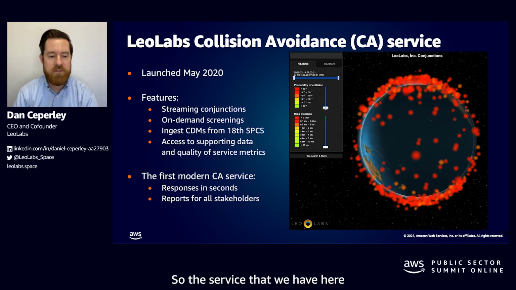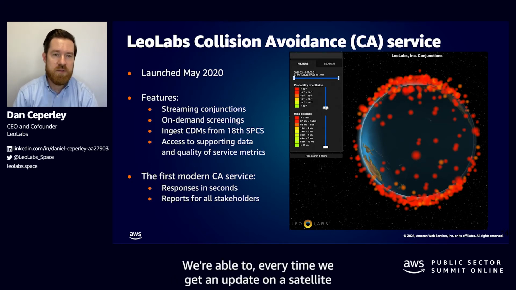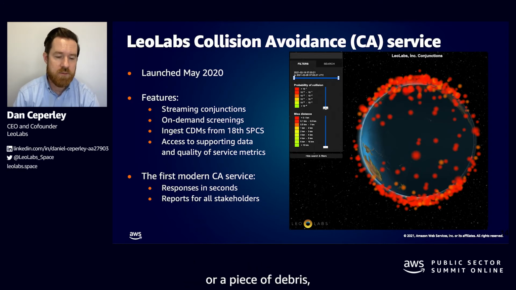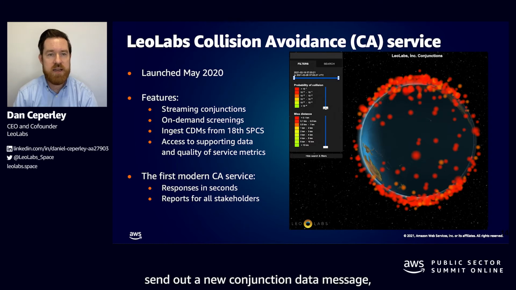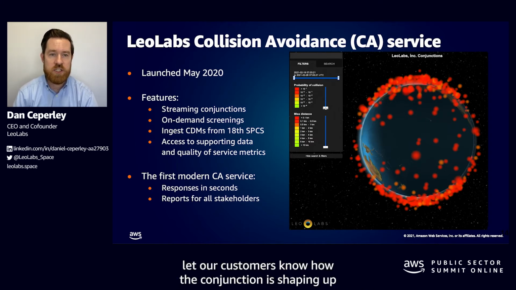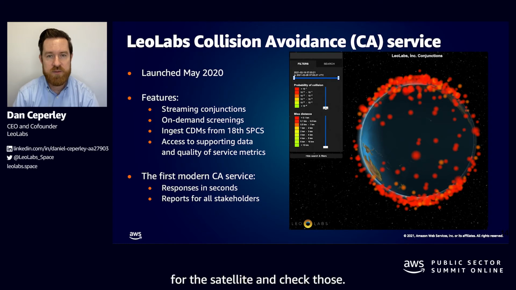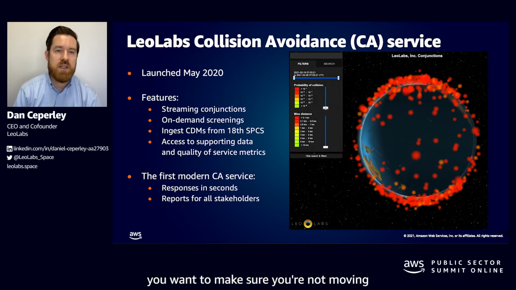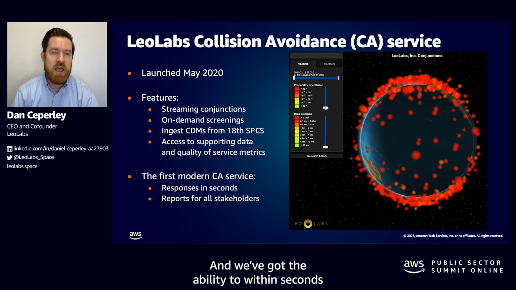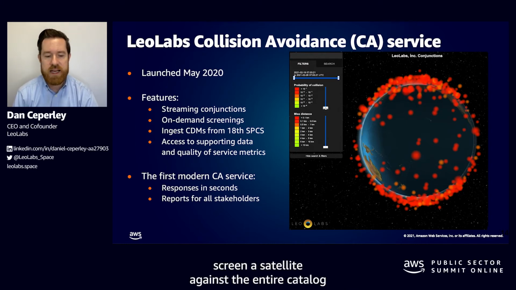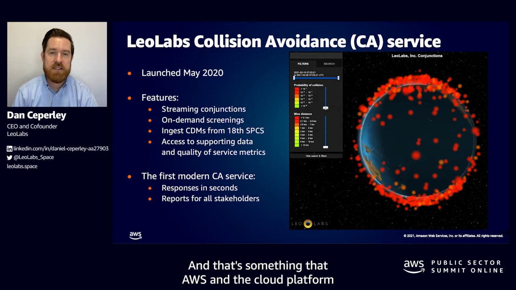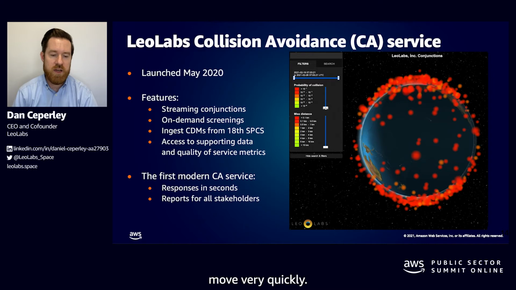So the service that we have here has a number of features to it. We're able to, every time we get an update on a satellite or a piece of debris, send out a new conjunction data message, let our customers know how the conjunction is shaping up and whether they need to move their satellites. We also have the ability to take the maneuver plans for the satellite and check those. So if you're going to move your satellite, you want to make sure you're not moving into a different collision. And we've got the ability to, within seconds, screen a satellite against the entire catalog and get answers back to the satellite operator. And that's something that AWS and the cloud platform has been critical for, making the response and the search capability move very quickly.